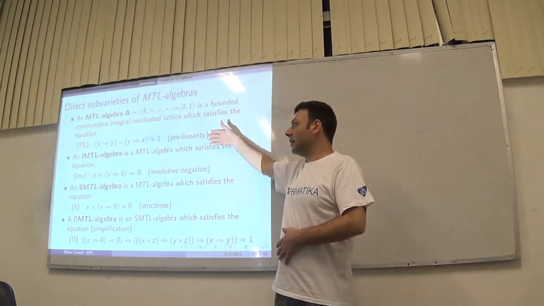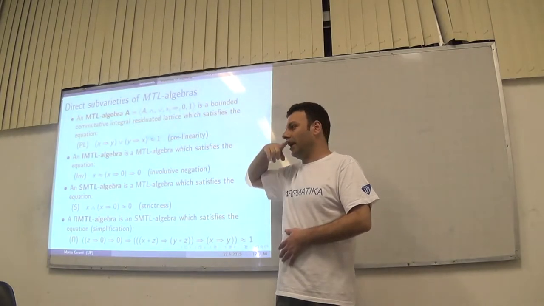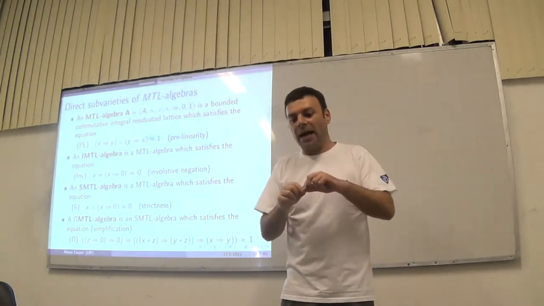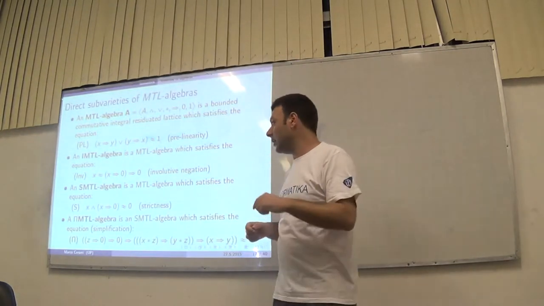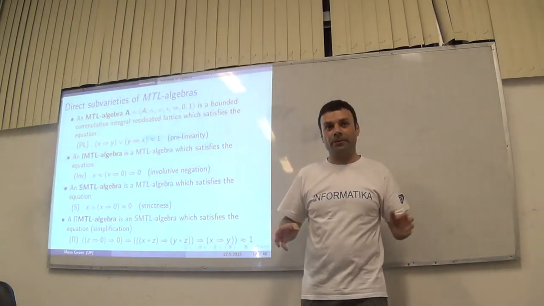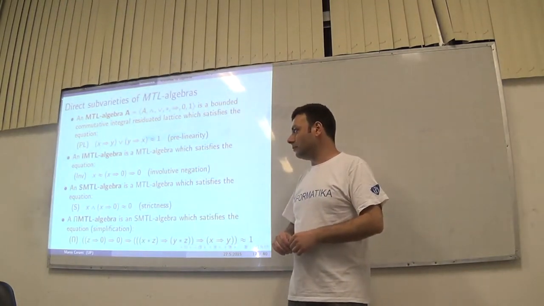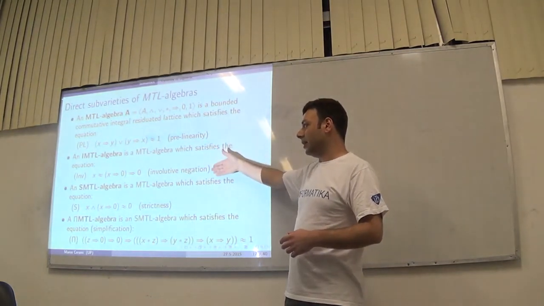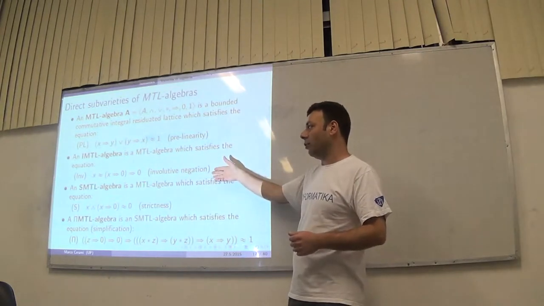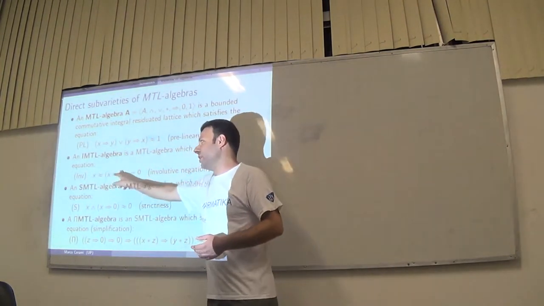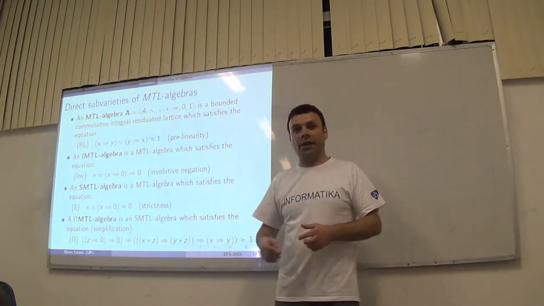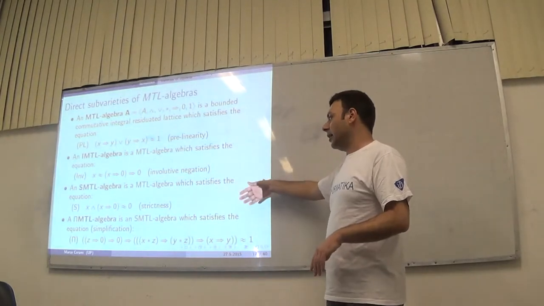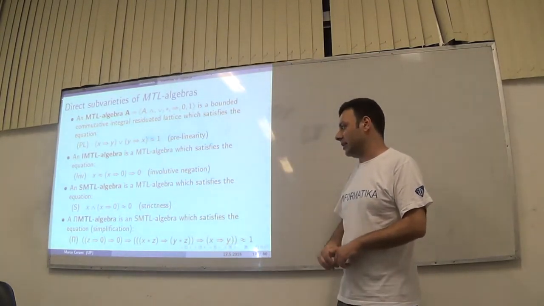Prelinearity is related to the fact that the important models are linear algebras, but that does not mean that every model is a linear algebra. Then, an IMTL algebra is just a definition of the involutive negation. The negation, usually also in logic, is defined as a formula implies bottom, also in classical logic. As is an MTL algebra, it is also a kind of strictness.